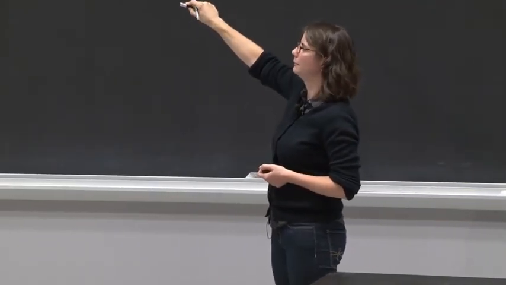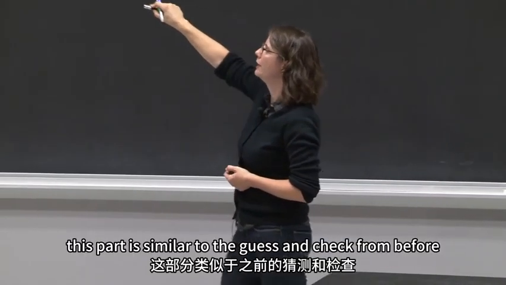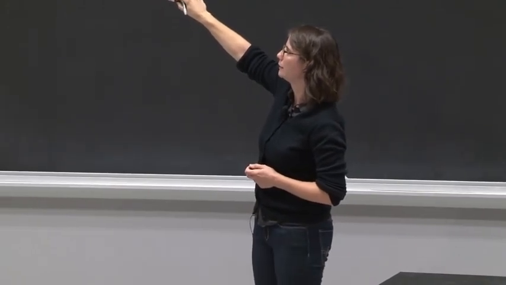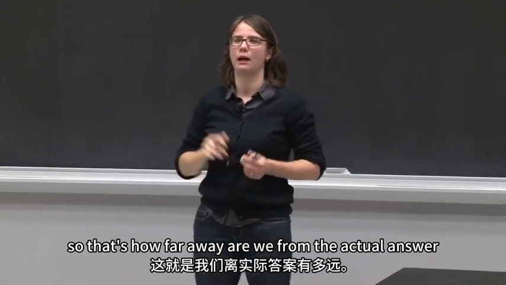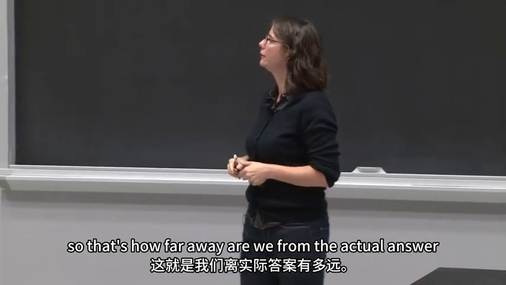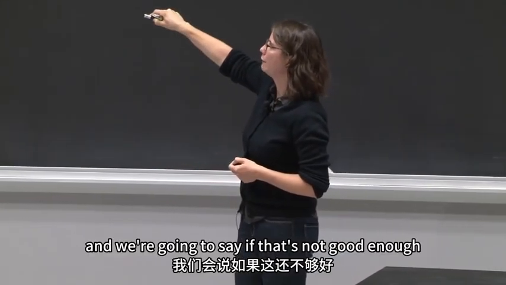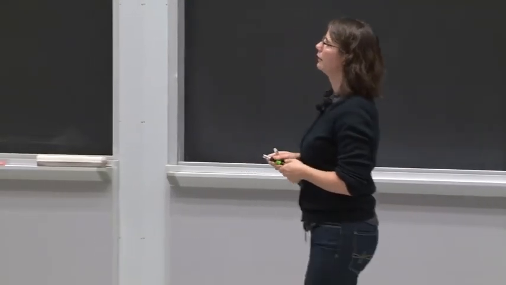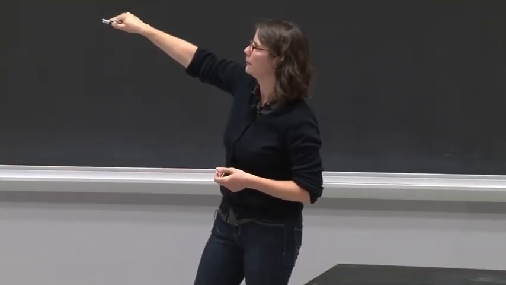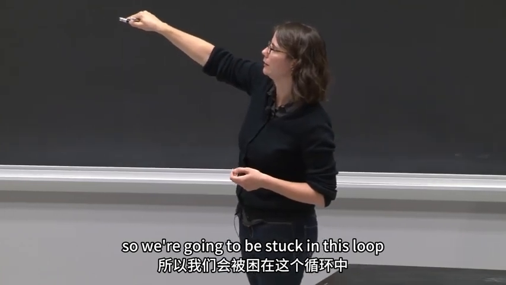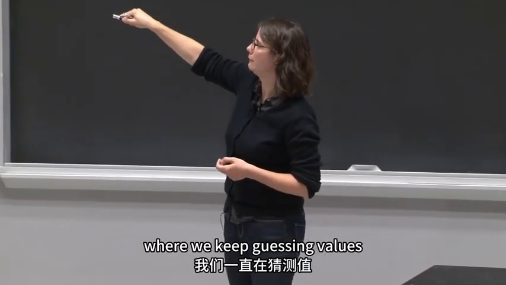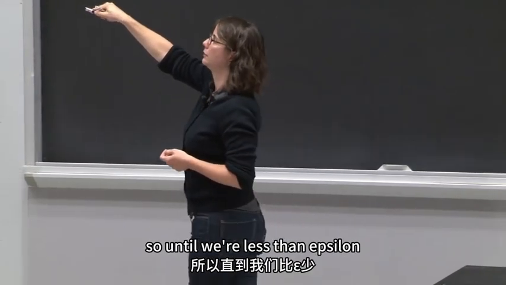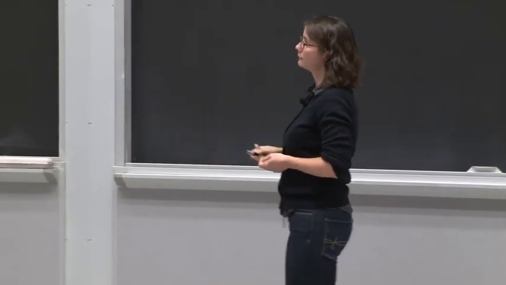This part is similar to the guess and check from before. So we're going to take the guess to the power of 3 minus the cube, right? That's how far away we are from the actual answer. And if that's not good enough, so if we're still greater than or equal to the epsilon, then keep guessing. So we're going to be stuck in this loop where we keep guessing values until we've reached a guess that's good enough, so until we're less than epsilon.